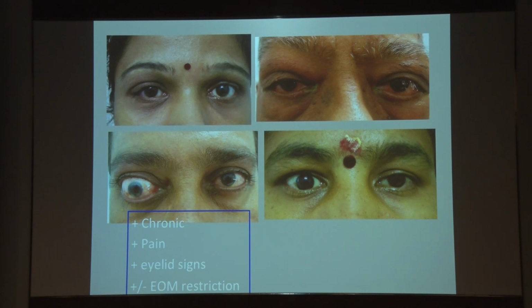Now let's come to the chronic ones. Now all these patients have unilateral proptosis, which is chronic, so in months. There is some amount of pain, there is some amount of eyelid signs with EOM restriction. So this is actually the differential, which is the commonest differential.